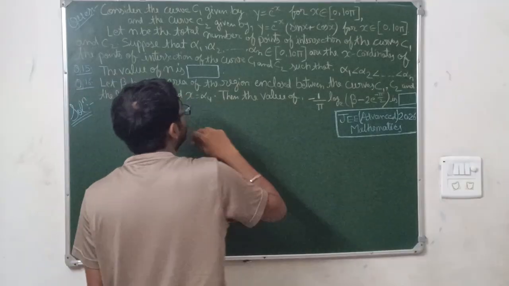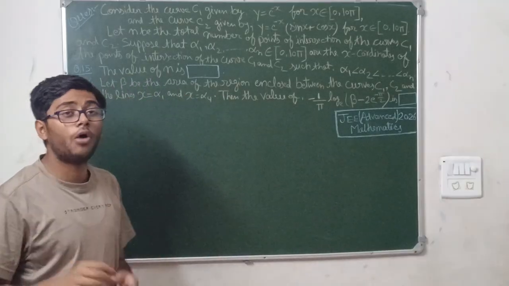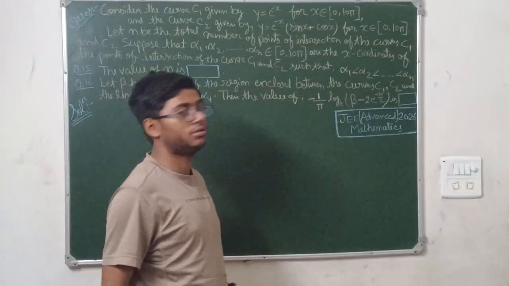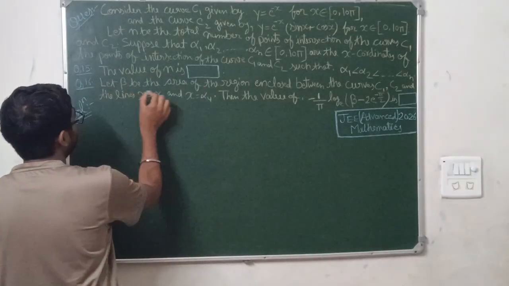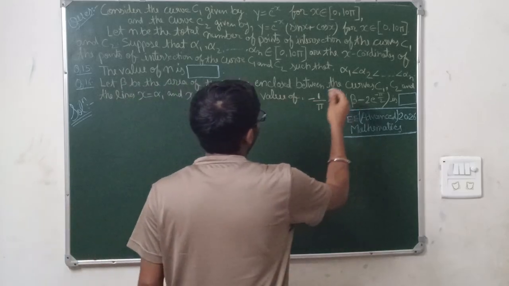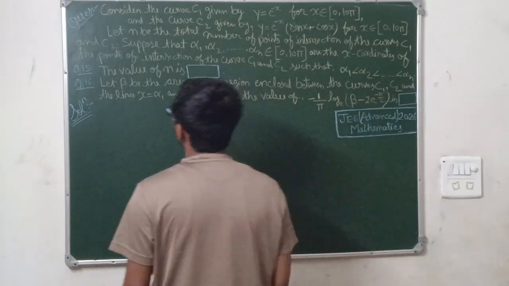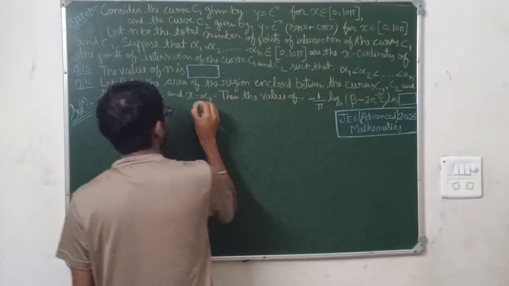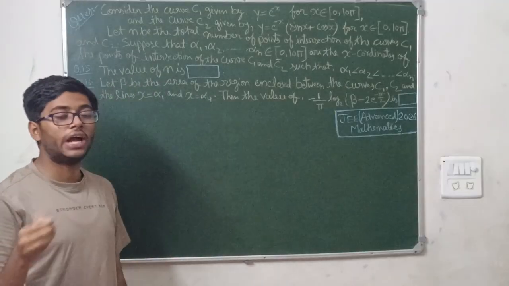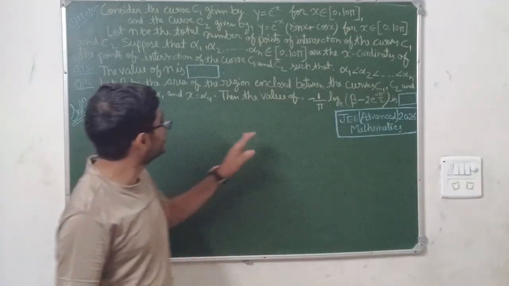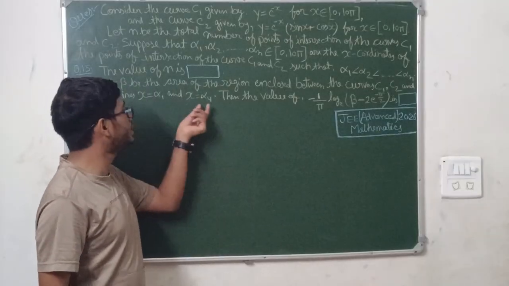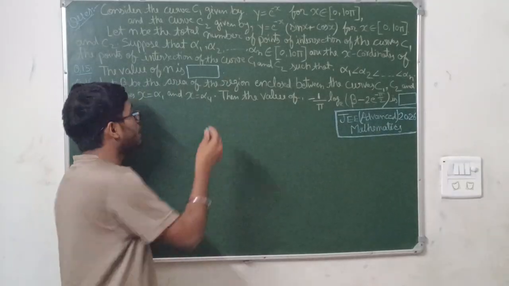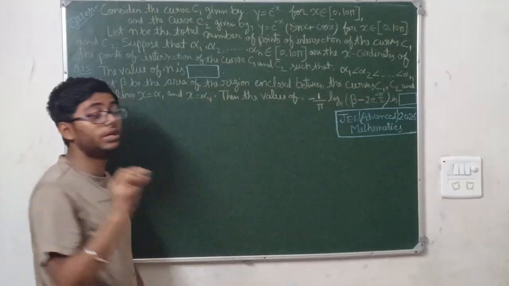We have to find the value of n, that is, how many points of intersection of these two curves there are. And the second part is saying: let beta be the area of the region enclosed by the curves C1 and C2 and the lines x is equal to alpha 1 and alpha 2. Means you have to find the area between the curves C1 and C2 and the roots alpha 1 and alpha 4. Means the first root and the fourth root.